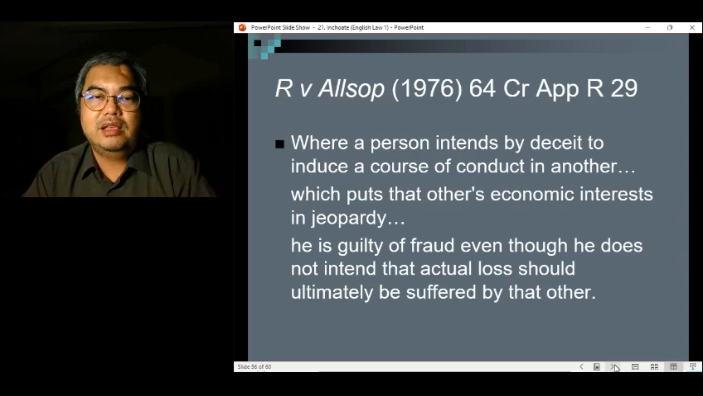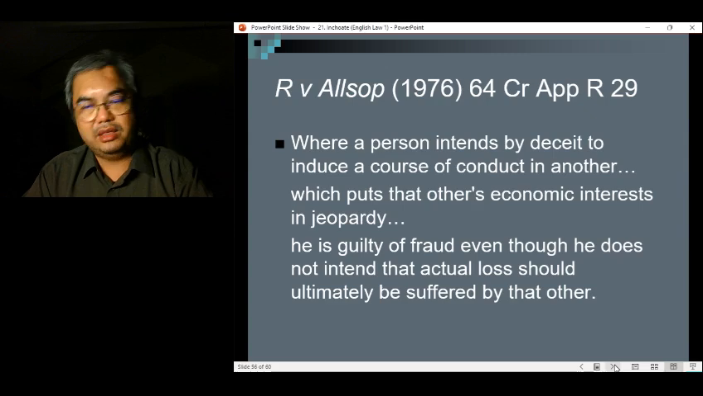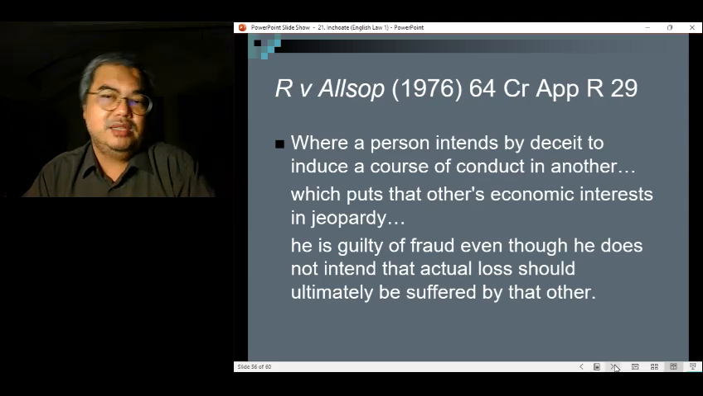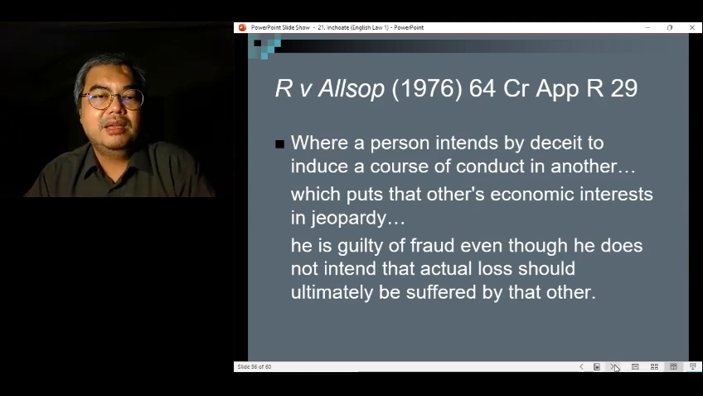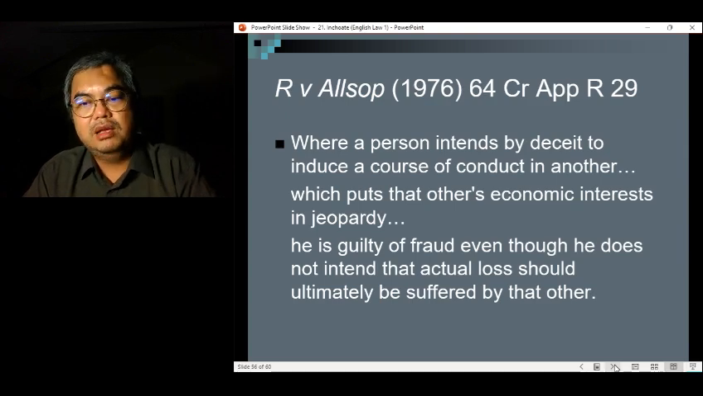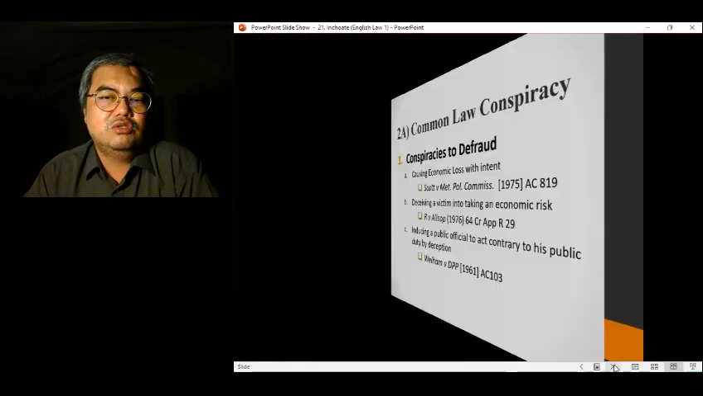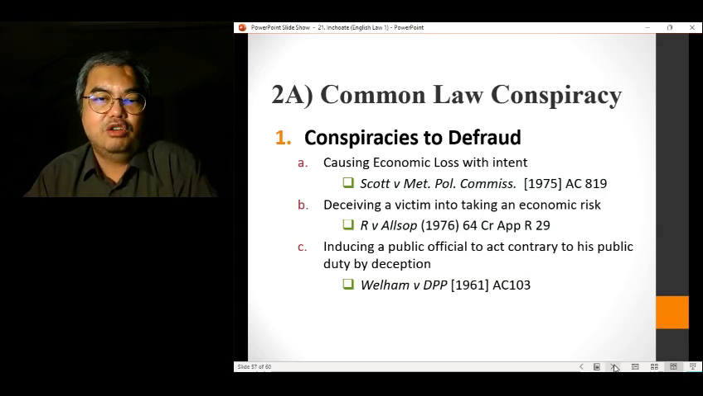So it was held in the case of Crown against Elsop that where a person intends by deceit to induce a course of conduct in another, and in this case he basically deceived the hire purchase company into giving the hire purchase to the customer, and this put the hire purchase company's economic interest in jeopardy, then he is guilty of fraud, even though he does not intend that actual loss should ultimately be suffered by the other. So even though the broker here did not intend the hire purchase company to suffer losses, his act of deceiving them, together with the purchaser, puts the economic interest in jeopardy, and the agreement with the purchaser to deceive the hire purchase company can amount to a conspiracy to defraud because they deceive them into taking an economic risk.